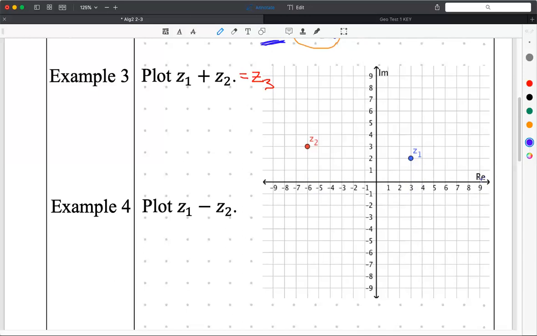Here, I'll show you guys how to approach this problem. So you want to write out the coordinates, or not the coordinates, but the actual number. Z1 is equal to 3 plus 2i. Why do I know that? It went 3 on the real axis and 2 on the imaginary axis.